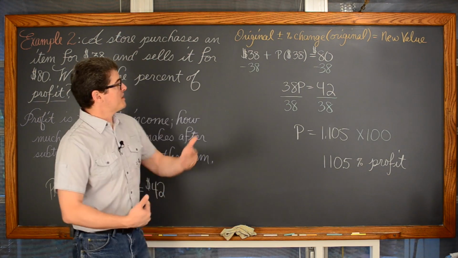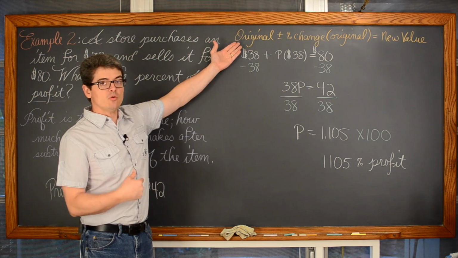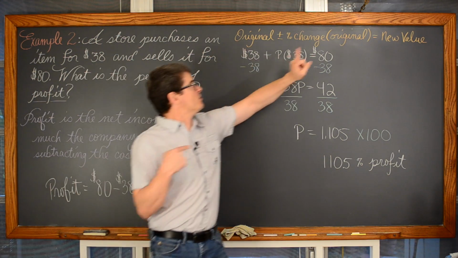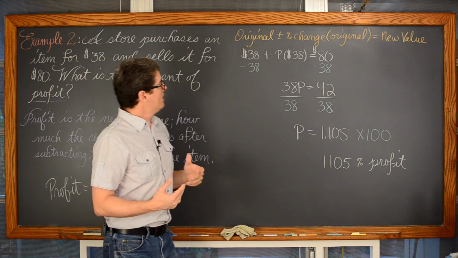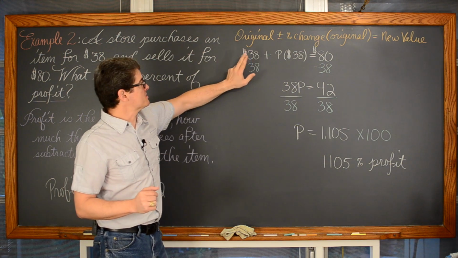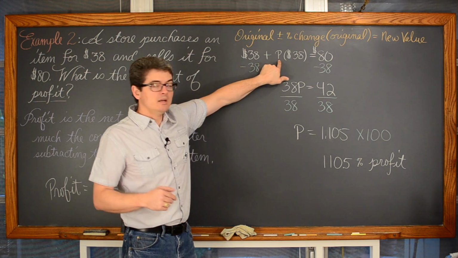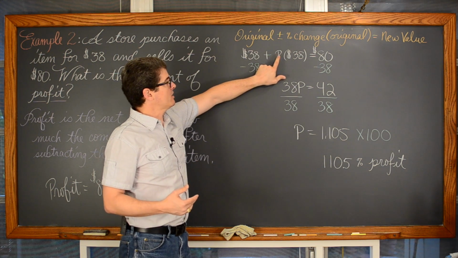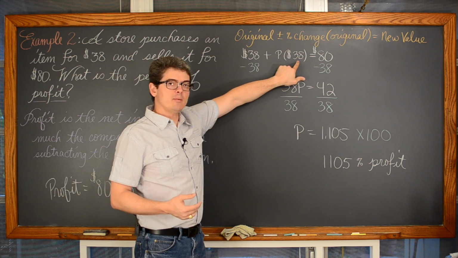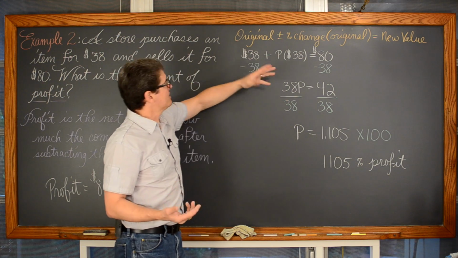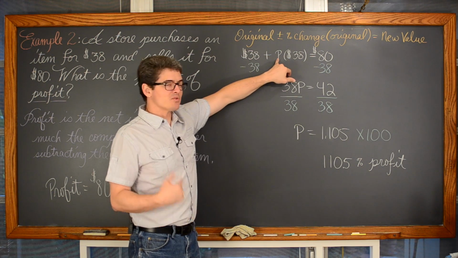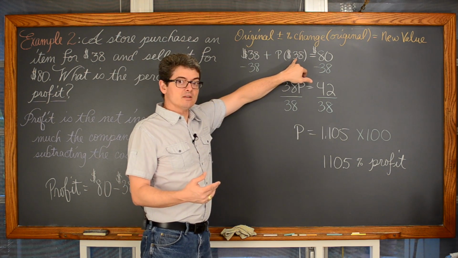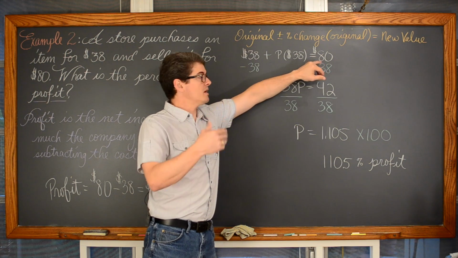Okay, well, going back to that original value plus or minus the percent of change times the original value gives you the new value. So we have the original cost again is $38. We're going to add, because we're marking the value of the item up by a certain amount. $38 plus a certain percent of that $38 is going to be our markup.